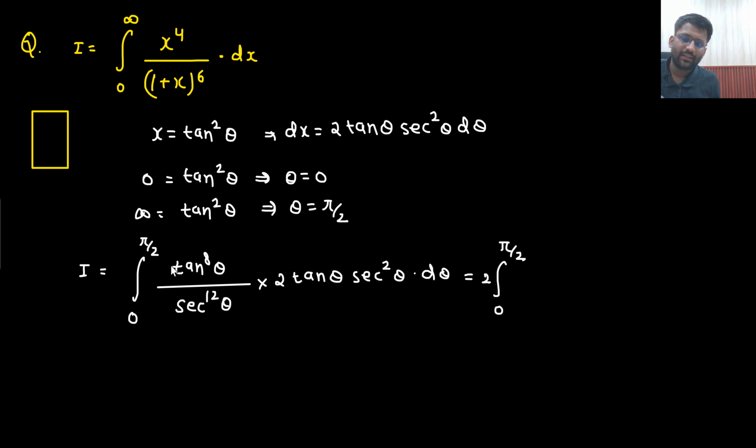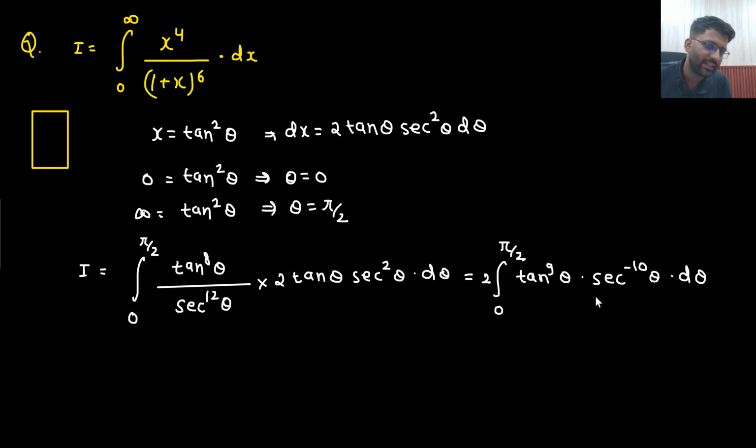2 is coming outside. This will become 10 to the power 9, 10 to the power 9 theta. 10 to the power 1, 10 to the power 8, 10 to the power 9. This is sec square theta divided by sec to the power 12. So this will become sec to the power minus tan theta dot d theta.